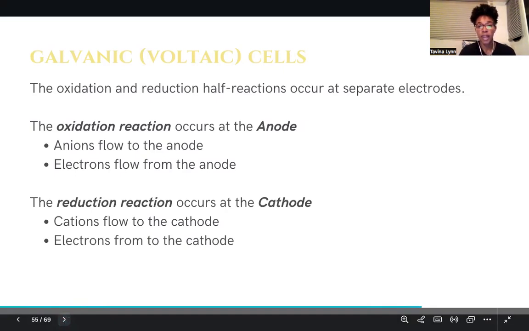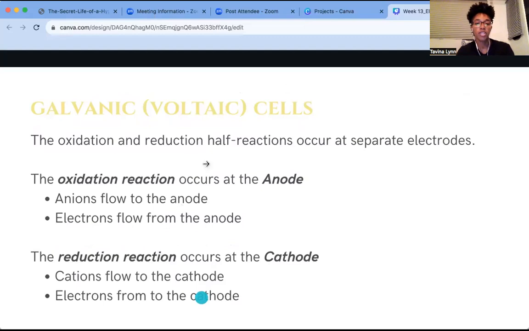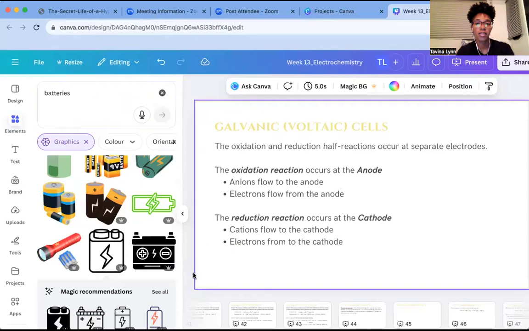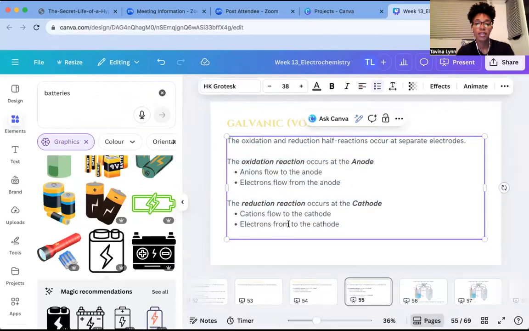The reduction reaction occurs at the cathode. So electrons are flowing from the anode to the cathode. The slide says "from to," but it really should just be "to." Electrons flow to the cathode. I'm sorry, let me just change this right here.